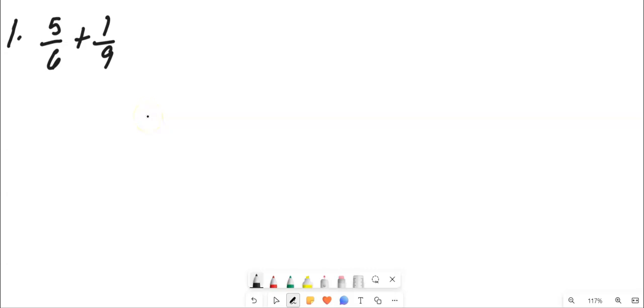Number one on the practice midterm, we need to add these two fractions up. However, we cannot do that yet because we do not have a like fraction. So we need to come up with a common denominator. Now, there's two methods that we can use.